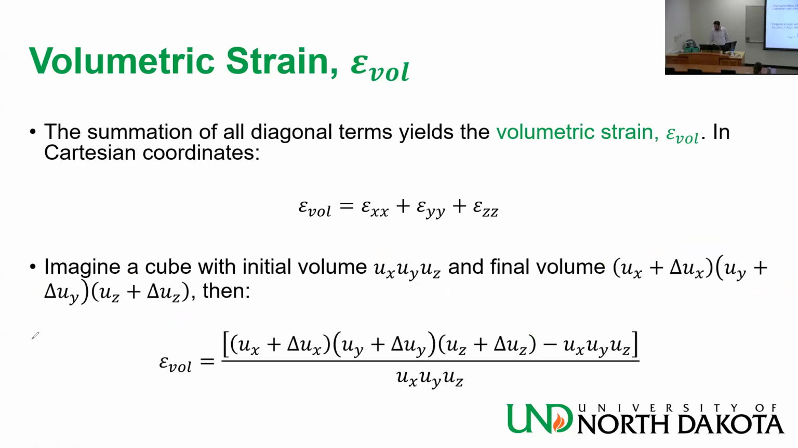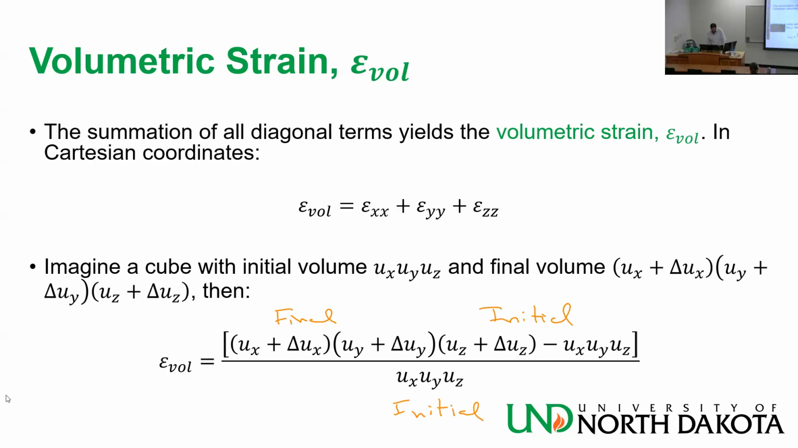Final minus initial divided by initial. Final volume, initial volume divided by initial. Exactly how I did it with the strains in each direction. I did it for the X, I did it for the Y. I showed you two slides ago. It's the same thing I'm doing here for volume. Final volume minus initial volume divided by initial volume.